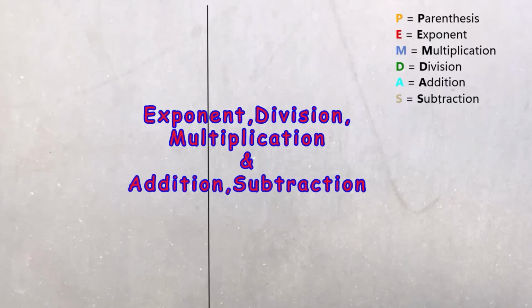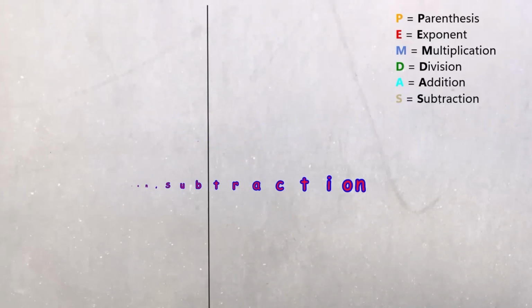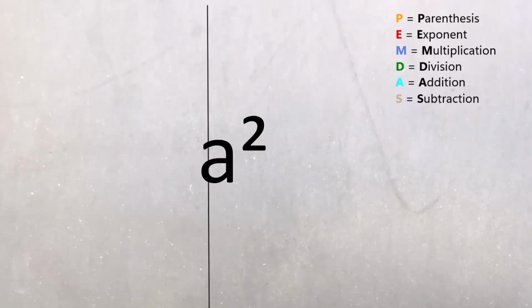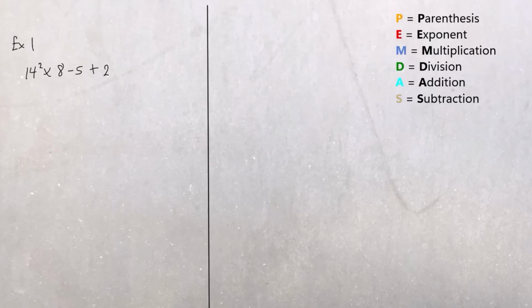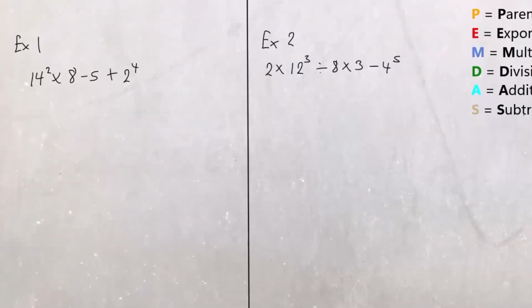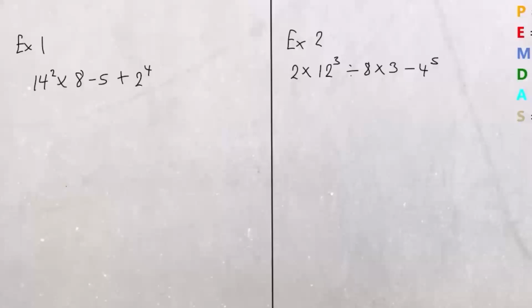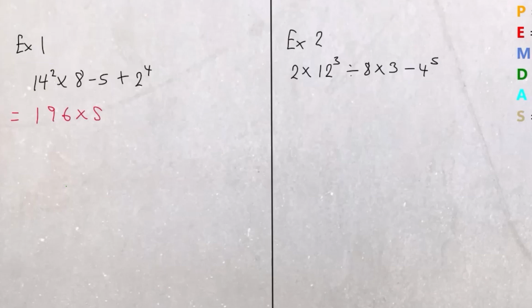In this section, we'll be considering the 5 order of operation, which are exponent, division, multiplication, addition, and subtraction. Let's consider this example. Looking at this, we are considering the exponent, which are power of 2 and power of 4. Starting from the left, 14 squared is 196. Bring down the 8, the 5, and the other one. Looking at this, we have an exponent. Bring down the 196, the 8, the 5.